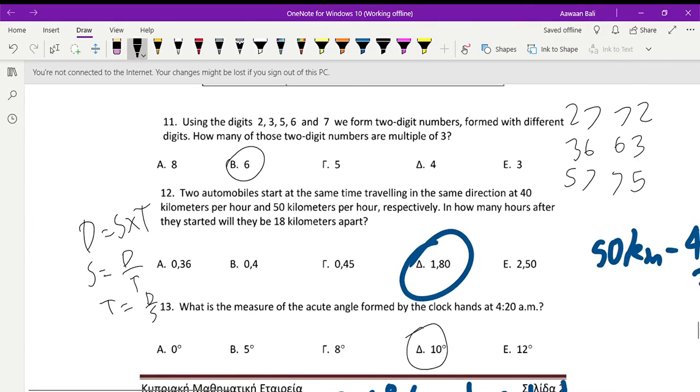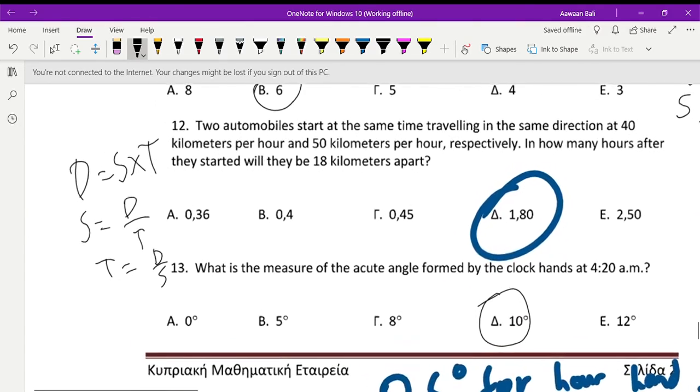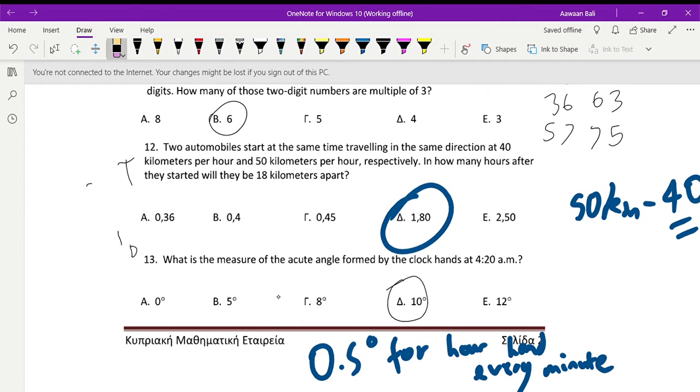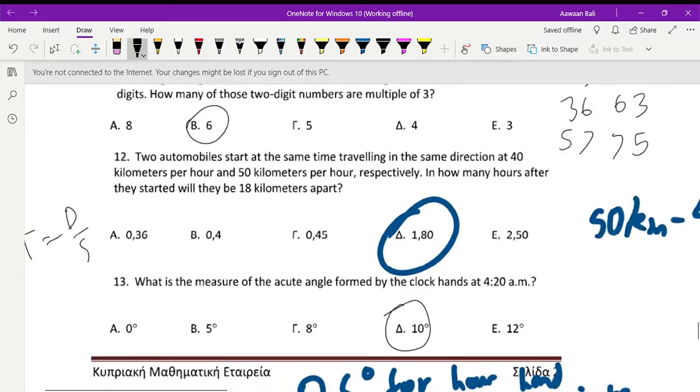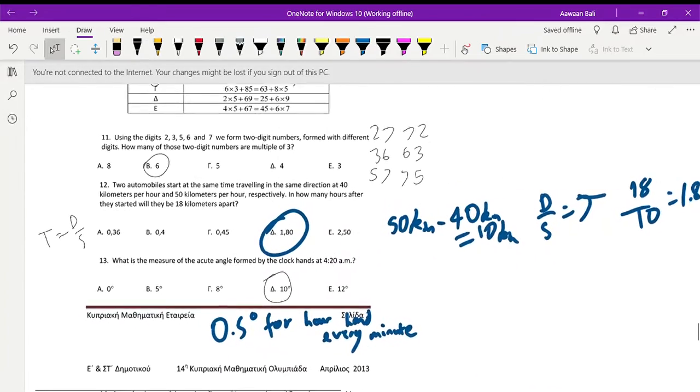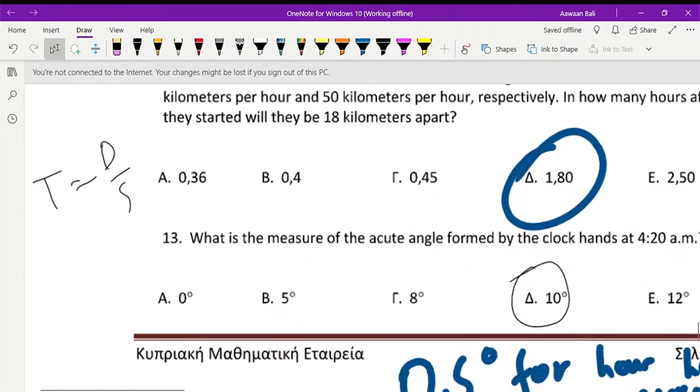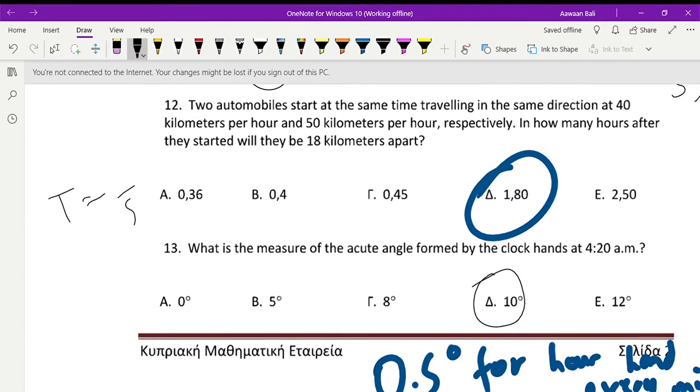But now it's asking in how many hours after they started will they be 18 kilometers apart. So we're talking about the time here. So time is equal to distance divided by speed. Two automobiles start at the same time traveling in the same direction at 40 kilometers per hour and 50 kilometers per hour respectively. So we know the distance is 18, so they'll both be 18 kilometers apart.